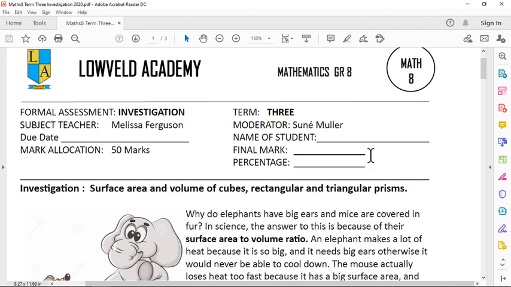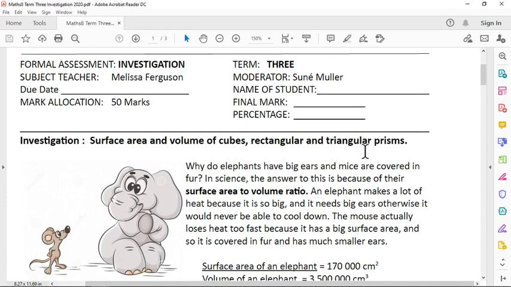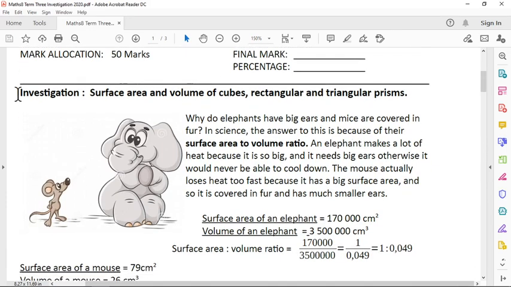It's called an investigation. Remember, we do investigations and assignments. And this one here, you can see it says investigation. When we do an investigation, it's to find out something interesting. And you can see here I have a picture of something that does not look like maths. It's an elephant and a mouse. So our investigation is about the surface area and volume of cubes, rectangular prisms, and triangular prisms.